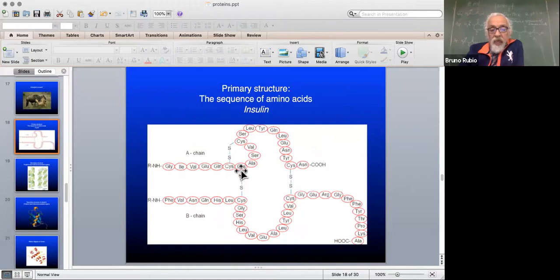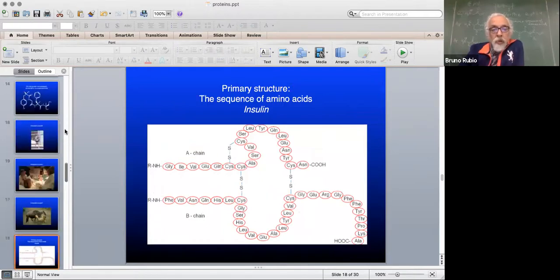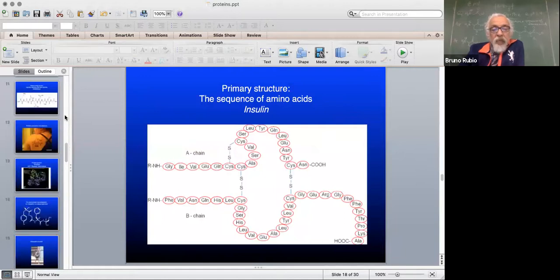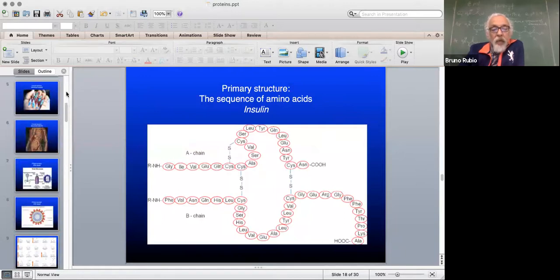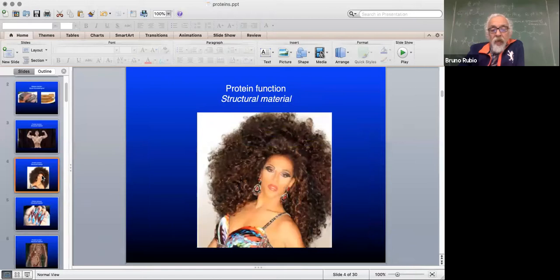This cysteine and this cysteine got together to unite these two chains. And a loop is introduced into the protein. And we see this both on a macroscopic and on a microscopic level.